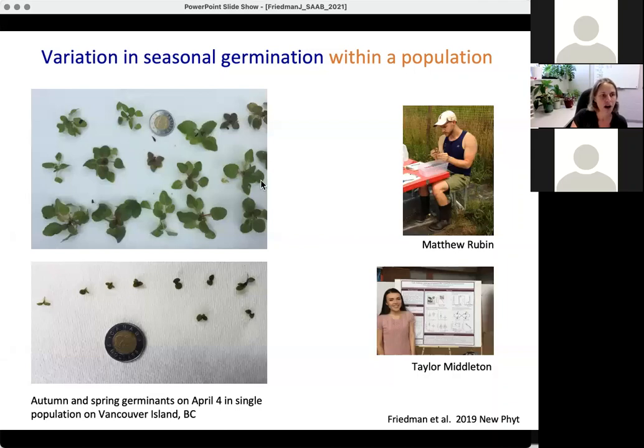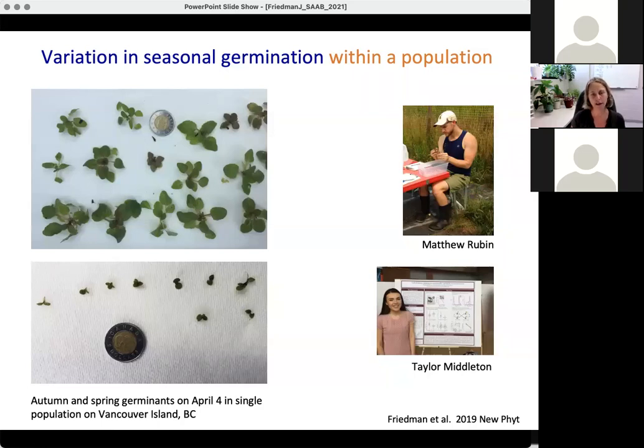And you can see in the top panel these relatively large rosettes, which have clearly overwintered, so they germinated in the preceding autumn, versus these tiny little seedlings that had just germinated. So within this annual population, you've got these two cohorts, and we wanted to understand what effects this had within the single population on flowering. This was the work of an exceptional honors thesis student in my lab, Taylor Middleton, who has moved on to go to medical school.